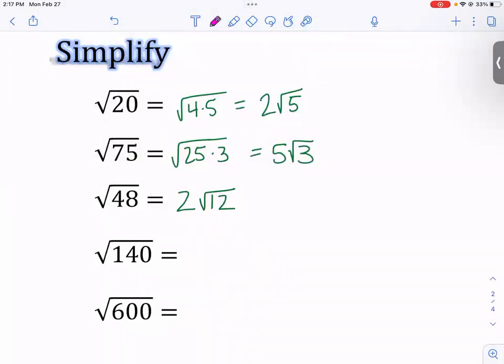Maybe people could stop talking and I could continue. So I know that 12 is 4 times 3. Well, the square root of 4 is 2. So now I have 2 times 2 times square root of 3.